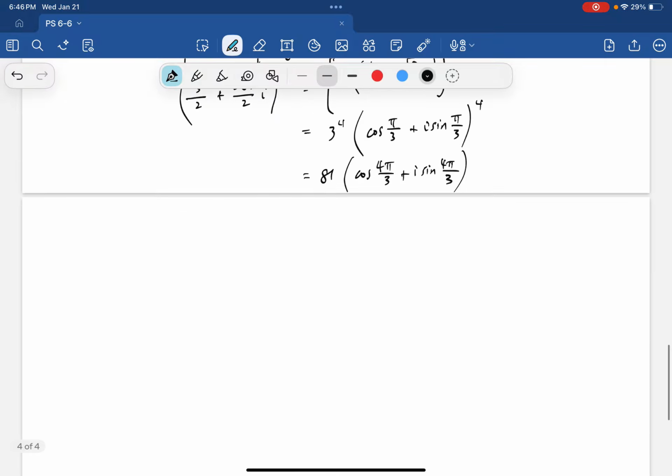And now this is something we can calculate. Cosine 4 pi over 3 is -1/2, I think. And then sine 4 pi over 3 is negative root 3 over 2. So our final answer is negative 81 over 2 minus 81 root 3 over 2 i.